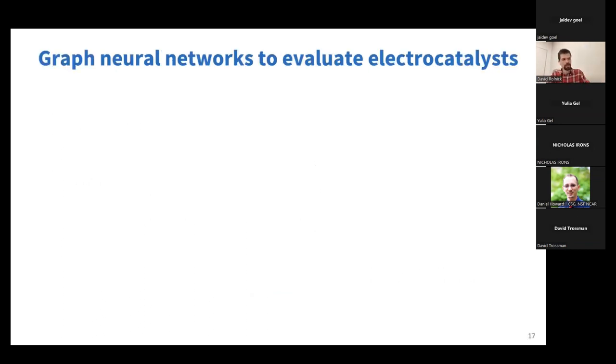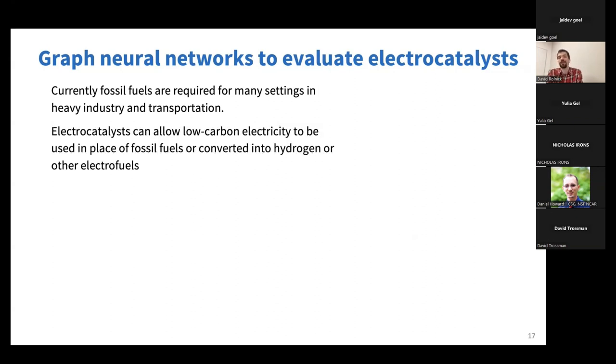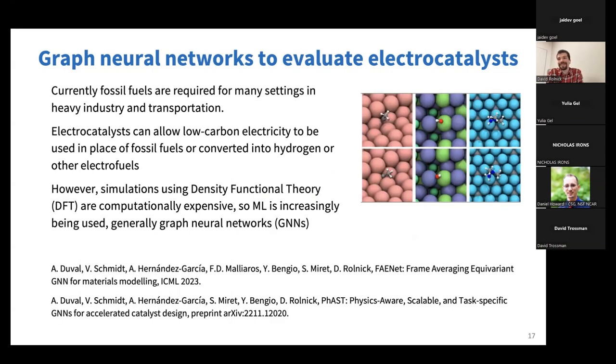There is an area that's very promising in machine learning for materials design, where the goal is to try to effectively decarbonize our economy. Currently, fossil fuels are required in many settings in heavy industry and transportation. In these difficult to decarbonize sectors, oftentimes there is a need for electrocatalysts, which can be used to convert low carbon electricity to electrofuels or to store the electricity. Now, electrocatalysts can be designed in a very time-intensive way for particular applications using density functional theory simulations, these quantum chemistry formulae and software systems. But these are very computationally expensive.